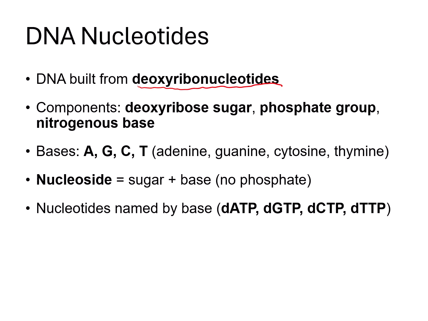deoxyribonucleotides, and each of these deoxyribonucleotides is composed of 3 parts, including 1, a deoxyribose sugar, 2, a phosphate group, and 3, a nitrogenous base. The nitrogenous bases include A, G, C, and T for DNA, and these stand for adenine, guanine, cytosine, and thymine.